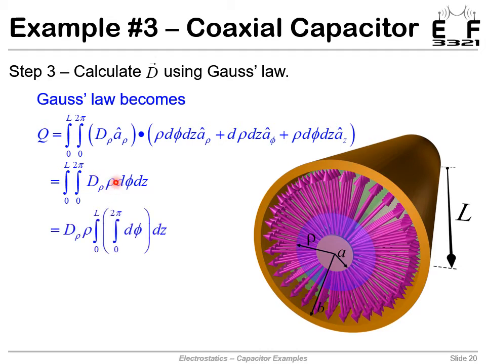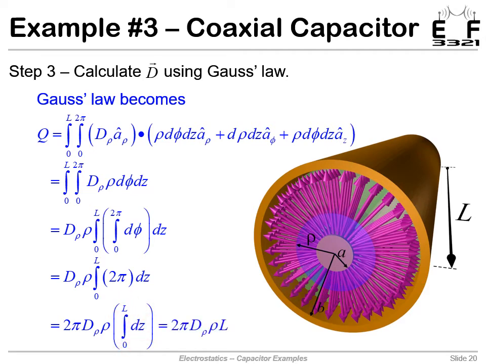So the D rho and the rho are constants. They are not functions of L or phi. They can come to the outside of the integral. The other thing we can do is isolate the phi integral. And so the integral of 0 to 2 pi d phi, what's in parentheses here is just 2 pi. So we perform that integral, we get 2 pi, and now the 2 pi is a constant, we can move to the outside. We're left with just an integral from 0 to L of dz. It's essentially the same as the integral up here, but this will become L. So now we have 2 pi D rho rho L.